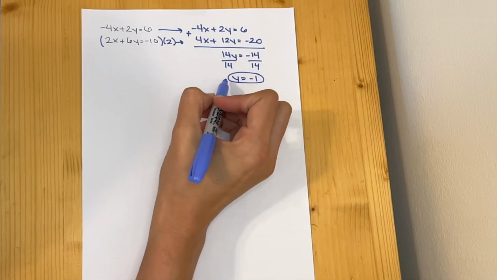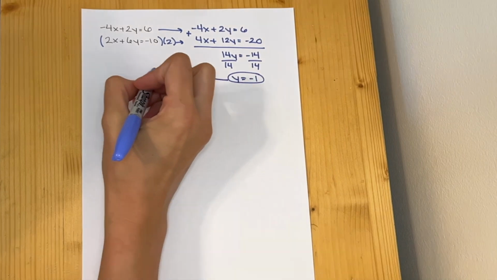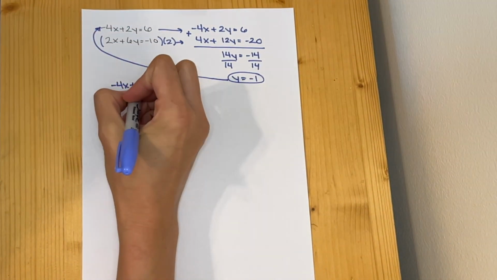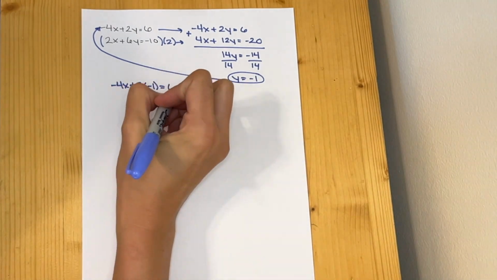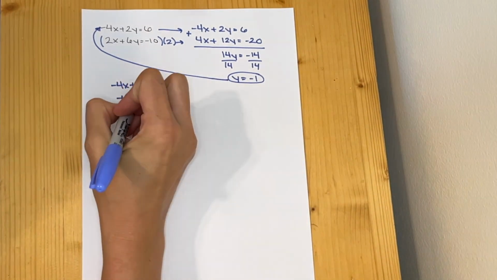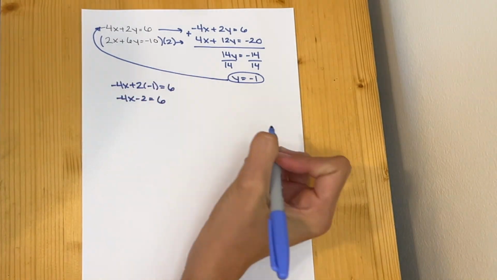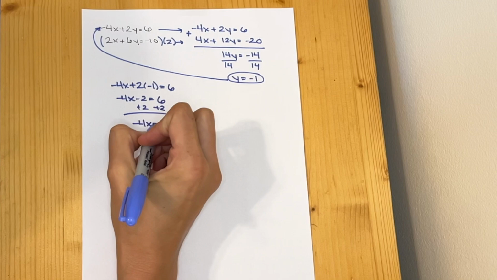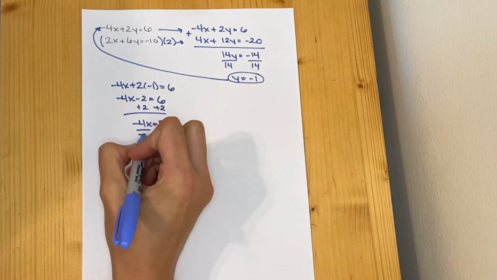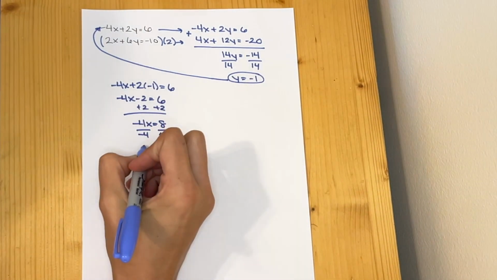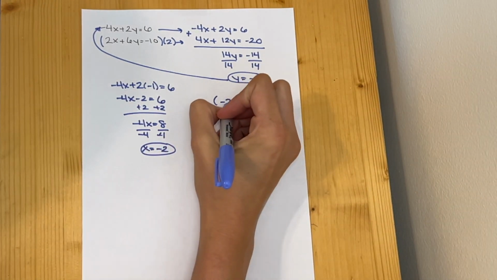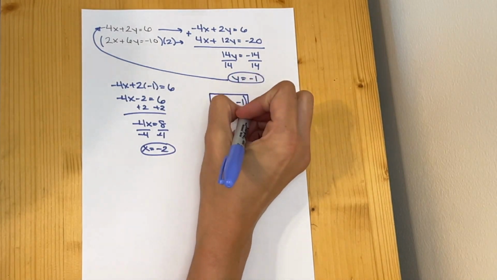And now I'm going to substitute that back into one of my original equations. I'm going to use that top one. So we have negative 4x plus 2y equals 6, but the y is negative 1. Negative 4x minus 2 equals 6. Add 2 on both sides. We get negative 4x equals 8. Divide by negative 4 on both sides, giving us x equals negative 2. And there's our solution, negative 2, negative 1.